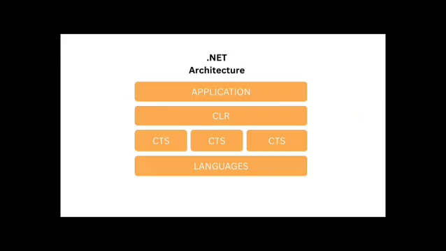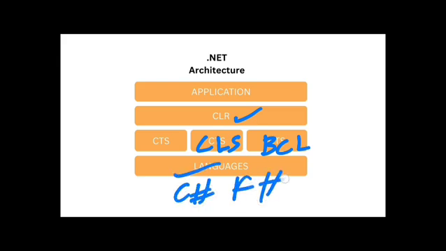Okay, now we take a look at the .NET framework architecture. Here is the application, CLR, CTS, CLS and BCL. So application is our web application, mobile application, web services. CLR is the Common Language Runtime. CTS is the Common Type System. CLS is the Common Language Specification. BCL is the Base Class Library, and languages are like C#, F#, etc.